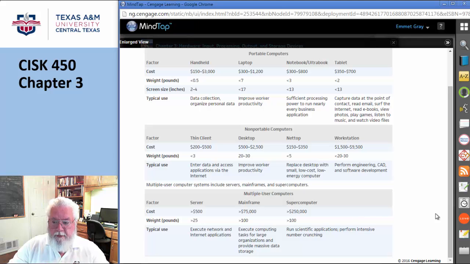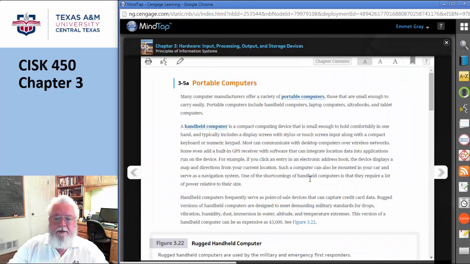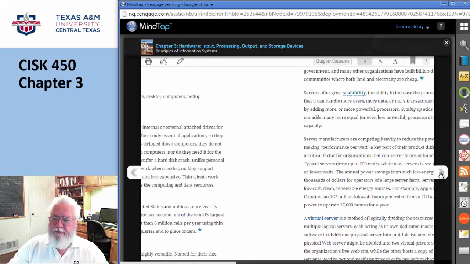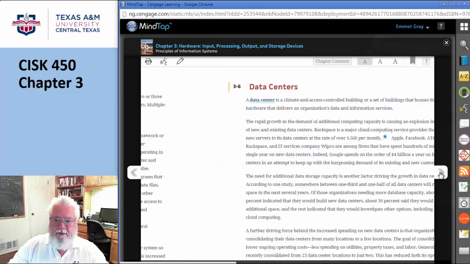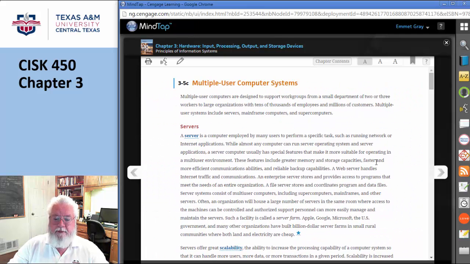Okay. So, let's continue. Everyone's seen all that before. Non-portable. Obviously, I'm skipping this because everyone knows all about this. Oh, wait a minute. There is one thing in here called a blade server.